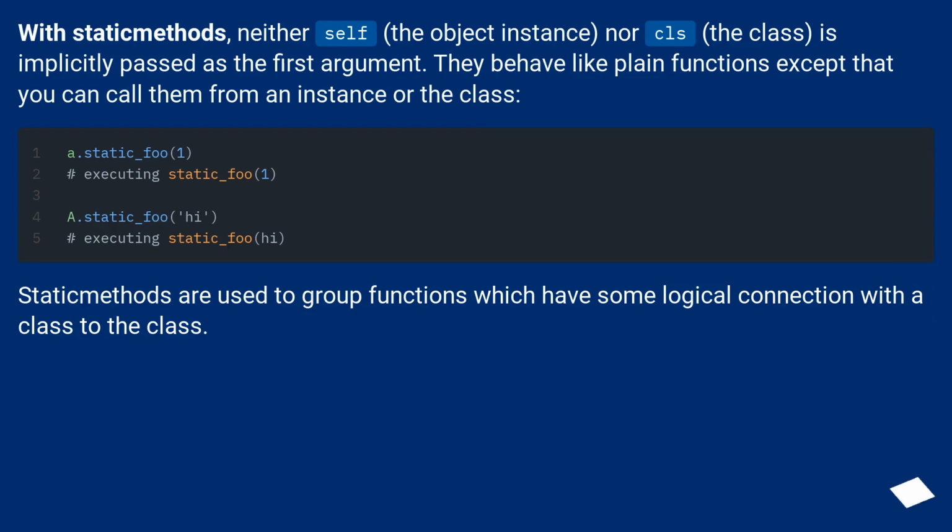With static methods, neither self, the object instance, nor cls, the class, is implicitly passed as the first argument. They behave like plain functions except that you can call them from an instance or the class. Static methods are used to group functions which have some logical connection with a class to the class.